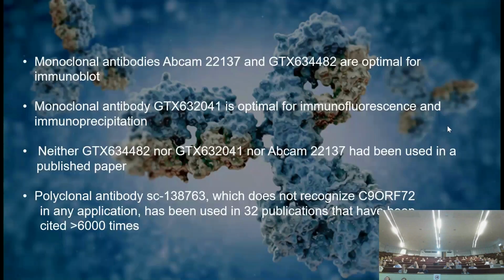All right. So it's funny until you recognize this. These two monoclonal antibodies, one from Abcam, one from GeneTex, were optimal for immunoblot, and another one from GeneTex was optimal for immunofluorescence and IP. None of those antibodies had ever been used in a published manuscript. The antibody from Santa, Mr. Tom Cruise, had been used in 32 publications that had been cited greater than 6,000 times, okay? That antibody, I can guarantee you, I don't care what the validation approach, does not recognize C9orf72 in any application, okay? So it's a problem.